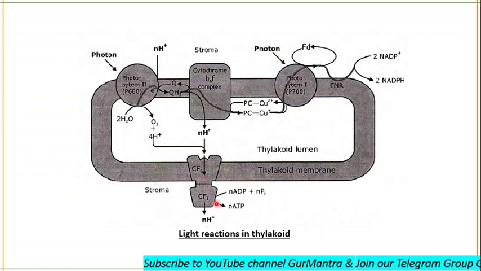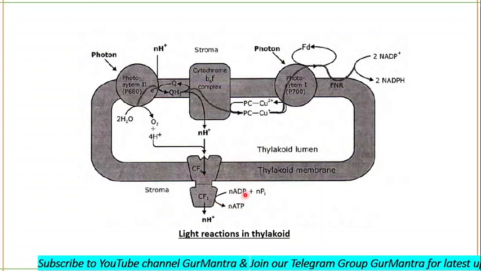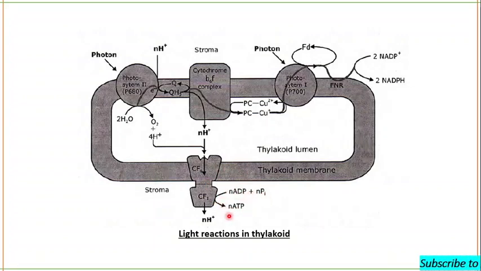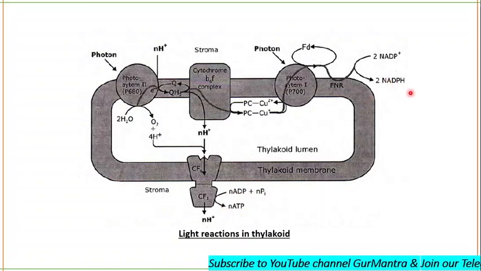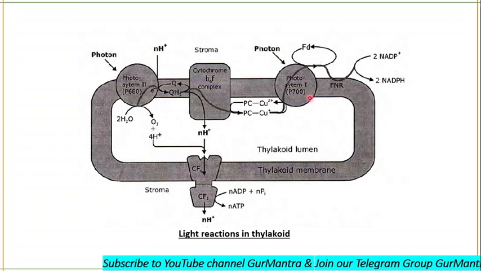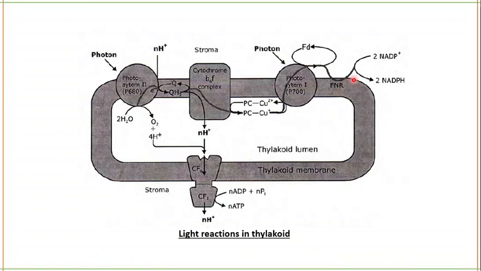Here there will be the formation of approximately 3 ATP. ADP will bind with the Pi, and there is a formation of 3 ATP approximately. Here there is a formation of 2 NADPH. Clear? Fine. And this is your FNR, which is present in the thylakoid membrane.